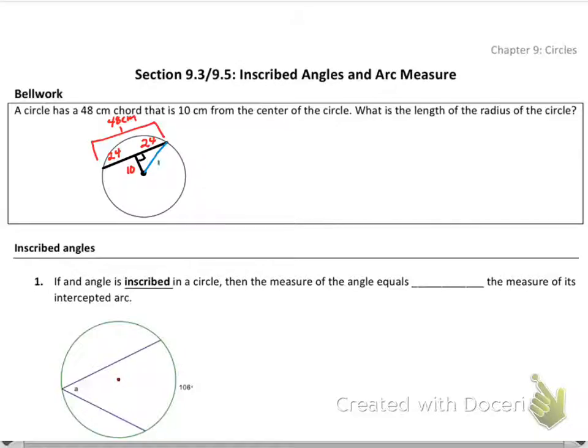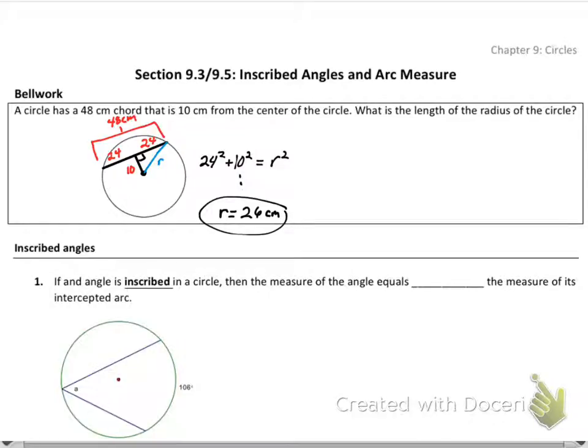Now I have a right triangle with lengths 24 and 10, and we just need to find the radius. Well, that's just going to be 24 squared plus 10 squared equals r squared. We do some work, dot, dot, dot, and we come up with r equals 26. 26 centimeters. Whoa, gotta get that guy in there.